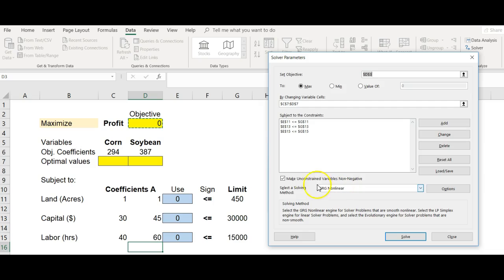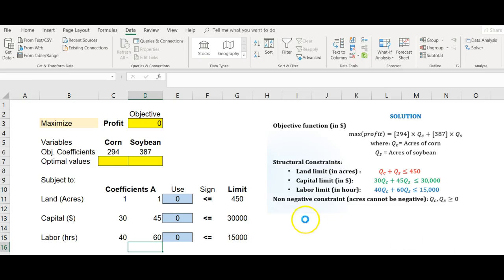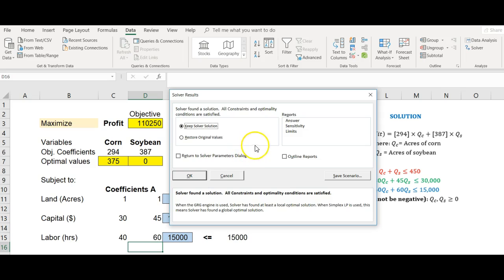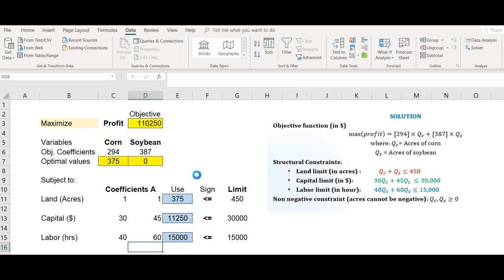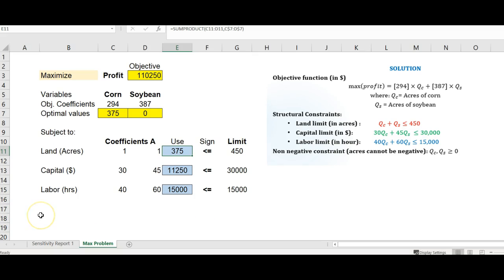Then we need to be sure that this is checked, because this ensures that the variables are non-negative, and we select Simplex and we solve it. Here we select Sensitivity and we press OK. Solver found an optimal solution.